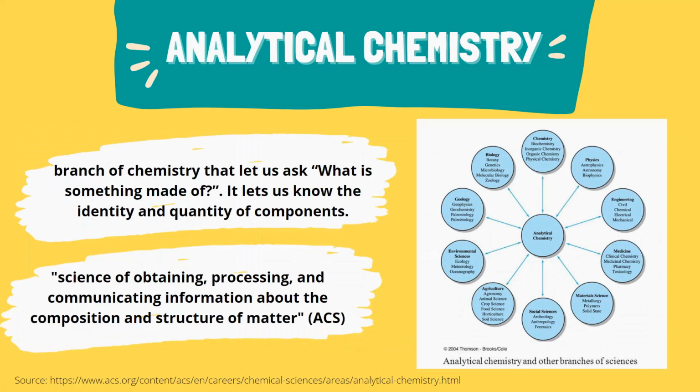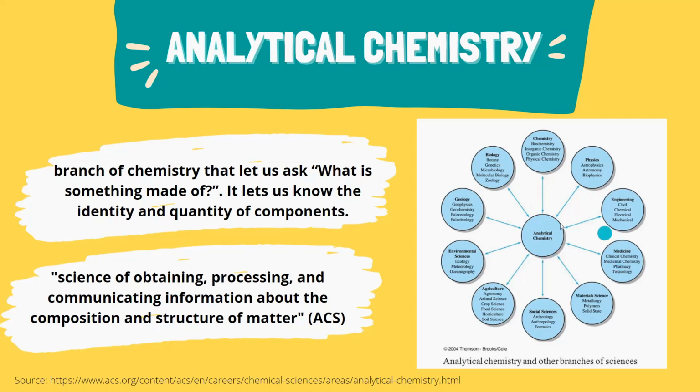Now, let us define analytical chemistry. It is a branch of chemistry that lets us ask what is something made of. It lets us know the identity and the quantity of the components. In a more technical definition, according to the American Chemical Society, analytical chemistry is the science of obtaining, processing, and communicating information about the composition and structure of matter.